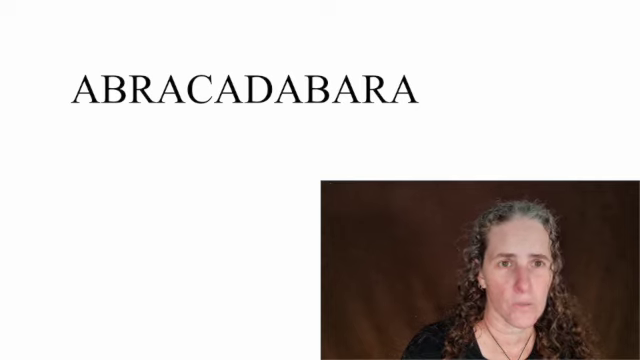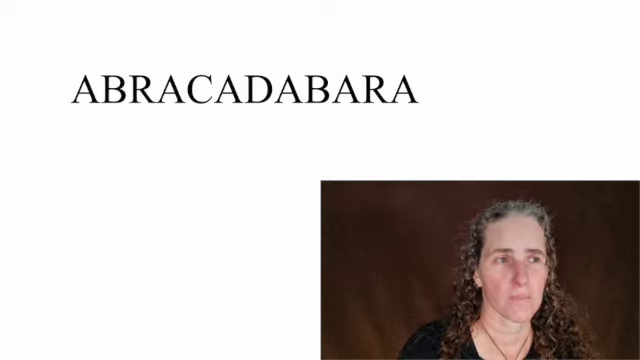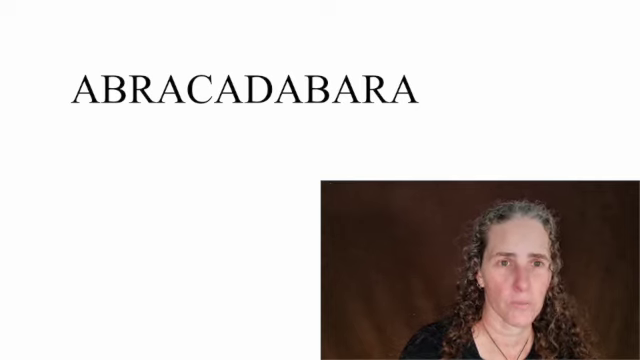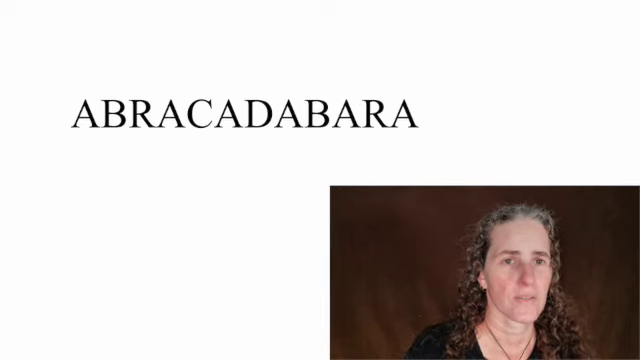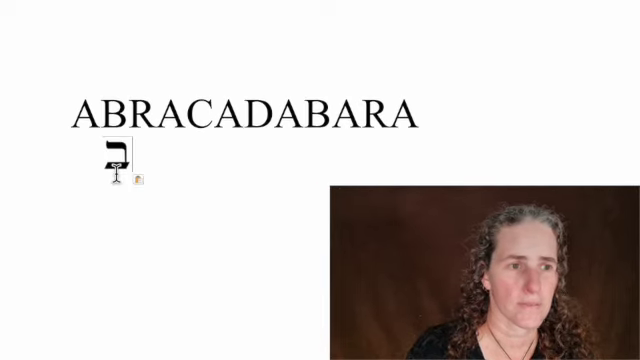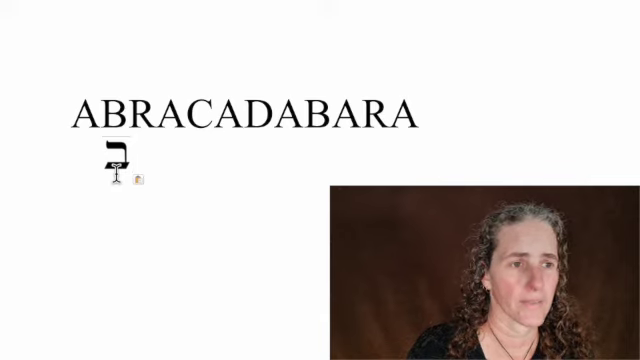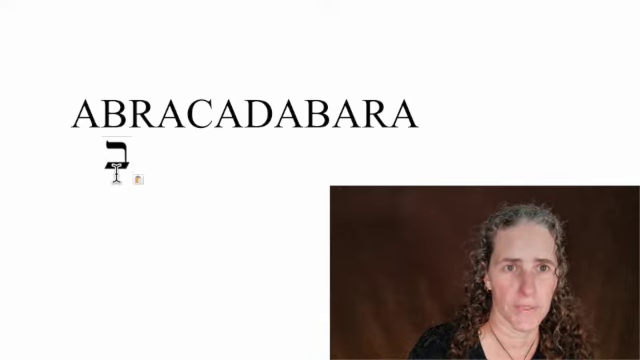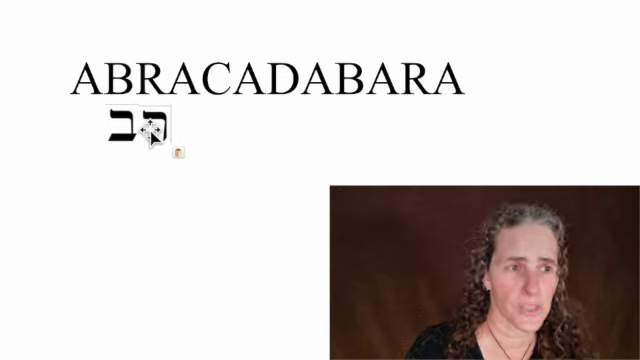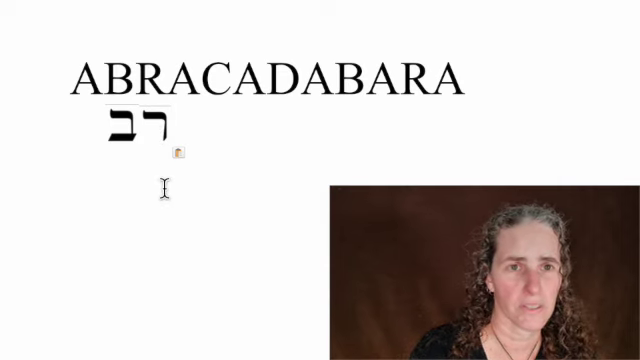And the first one we're going to talk about is starting with the letter bet. So here we have the letter bet. It's the equivalent of the letter B. And in this case, it doesn't have a vowel sound. Here we have the letter resh, which is the equivalent of an R. And in this case, it's saying ra.